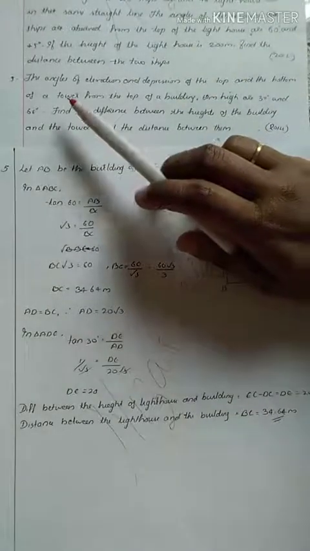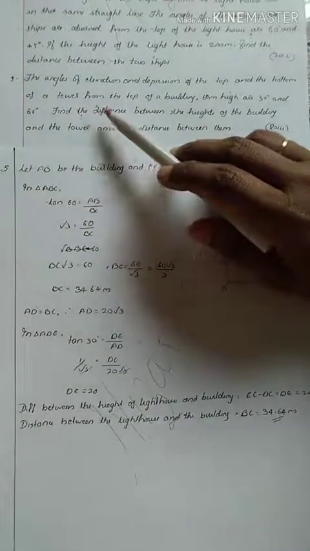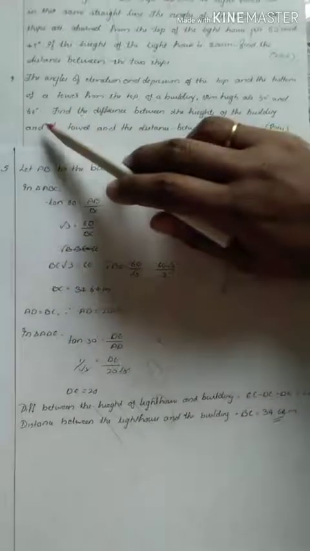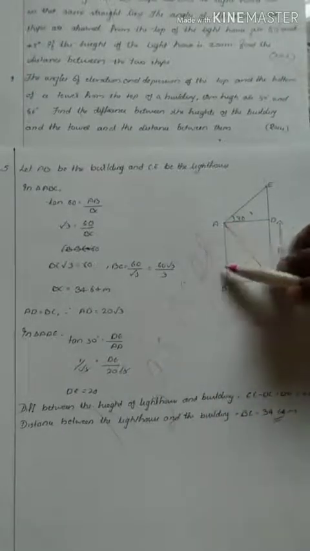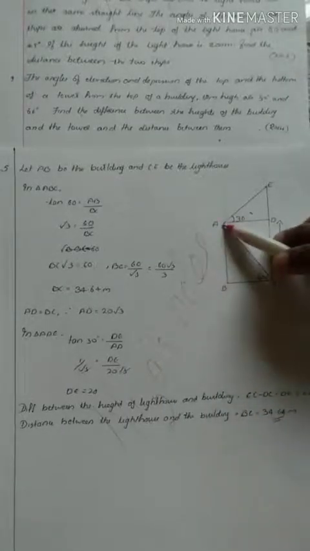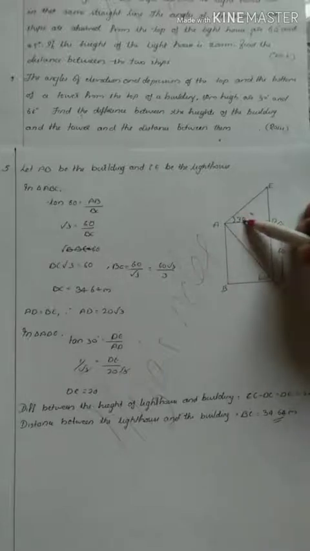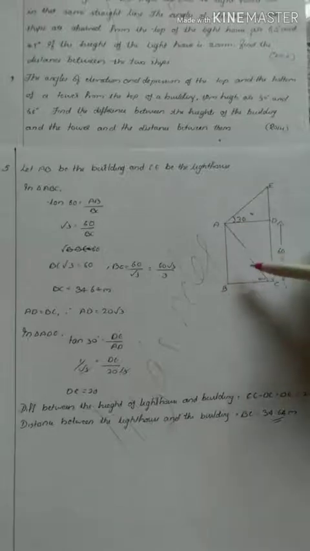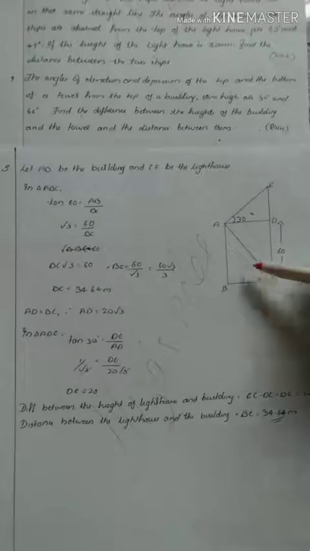The next question is, the angle of elevation and depression of the top and the bottom of a tower from the top of a building 60-meter high are 30 degree and 60 degree. So you are on top of a building which is AB, and you are looking at another tower, at the top of the tower and the bottom of the tower. To the top of the tower it is angle of elevation 30 degree, and to the bottom it is angle of depression, which is 60 degree. You can mark it here, which will come here. Now find the difference between the heights of the building and the tower.